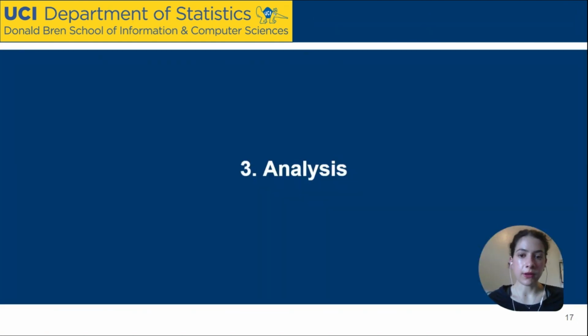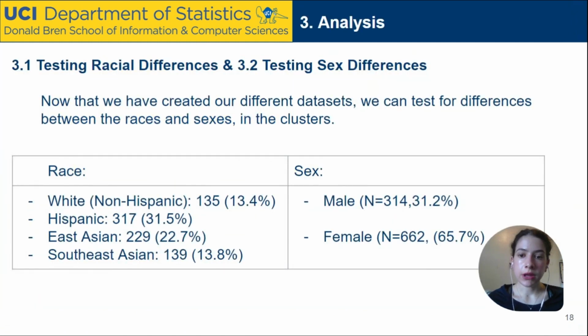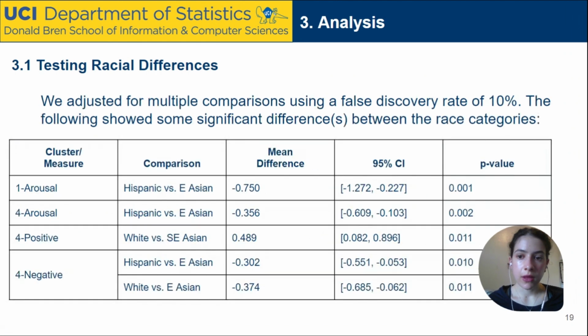So for the final section, we can discuss some of the analysis done using the latent cluster data. Specifically, our collaborator was interested in comparing differences in race and sex. Our data was limited to the races which had large enough sample sizes to make inference on, that being white, Hispanic, East Asian, and Southeast Asian. As seen here, there are some summary statistics as well.